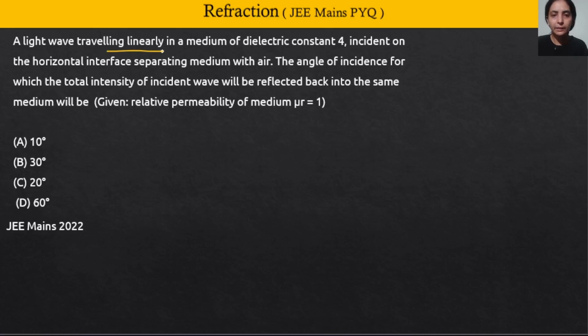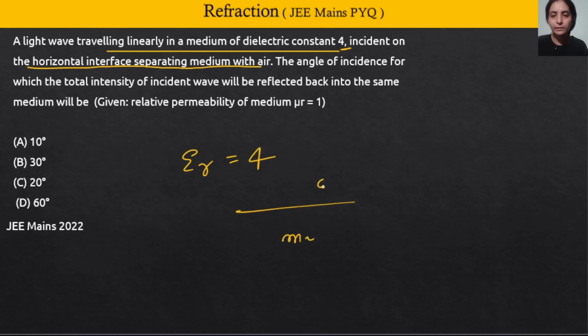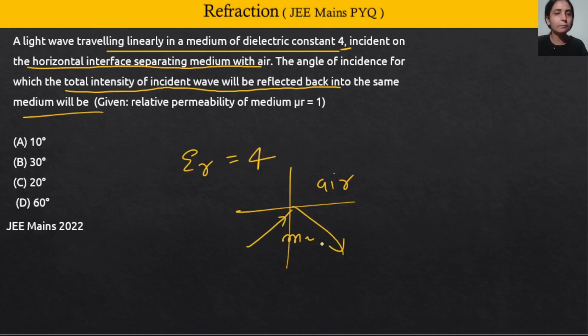A light wave traveling linearly in a medium of dielectric constant 4. Dielectric constant is what? That is epsilon r. Relative permittivity is dielectric constant. So this is 4. Incident on the horizontal interface separating the medium from air. So this is the medium and this surface is separating it from air. The angle of incidence for which total intensity of the incident wave will be reflected back into the same media. So what should the angle of incidence be so that light will get reflected back? So it should be the critical angle, right?